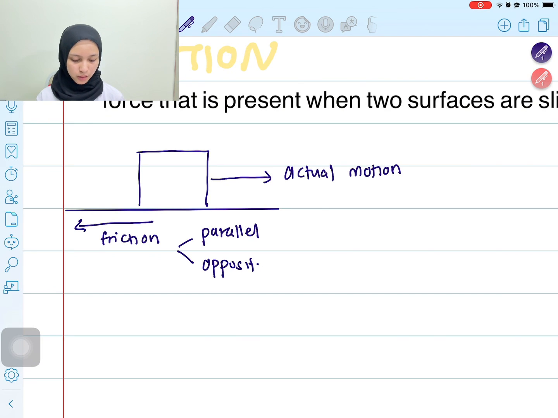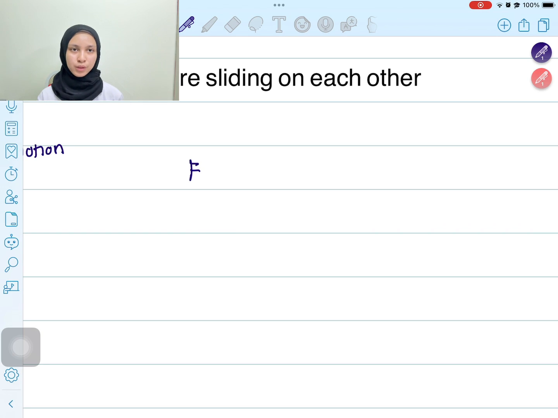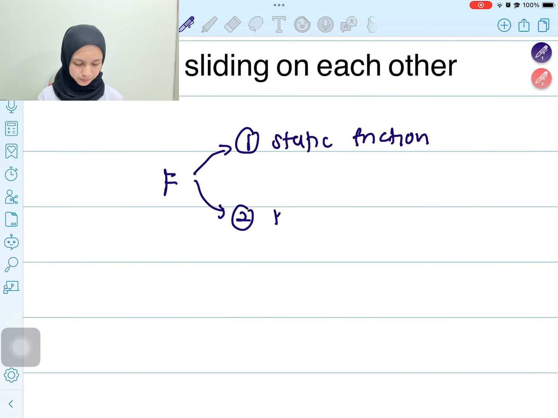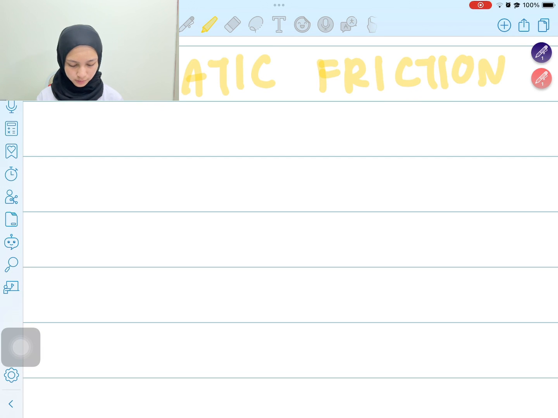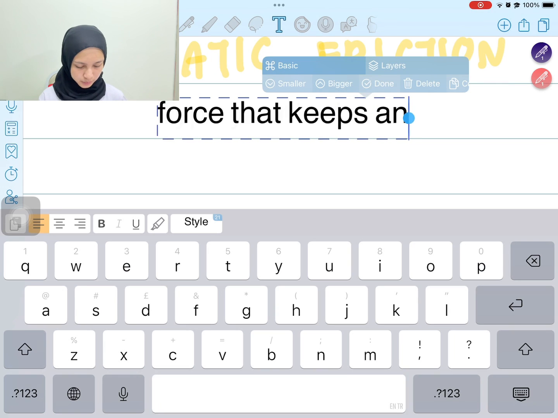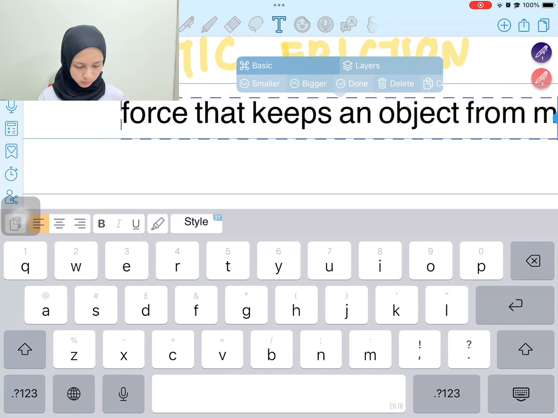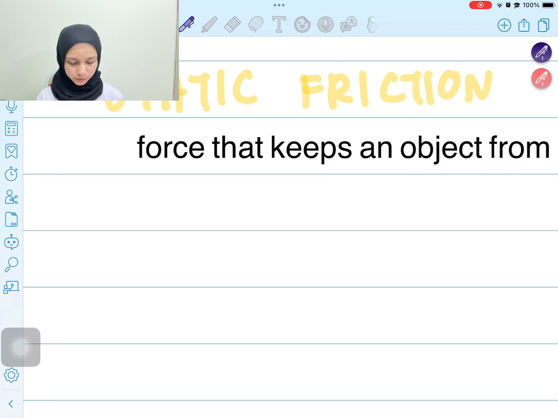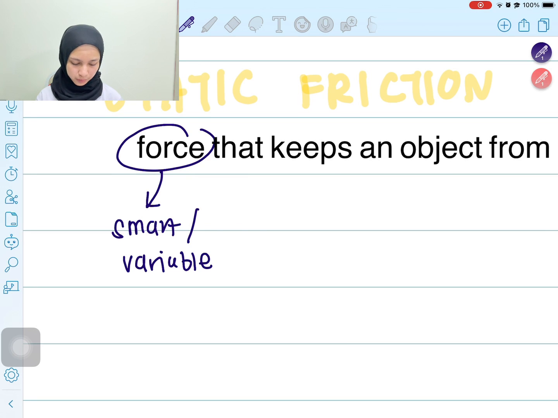Okay, so there are two types of friction that we will focus on. First is static friction, and second is kinetic friction. So, what is static friction? Static friction is a force that keeps an object from starting to move. This force, the static friction force, is a smart force, or we can also call it a variable force. Why? Because it adjusts itself.